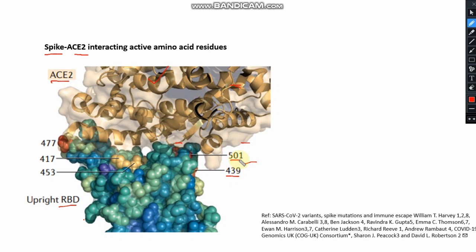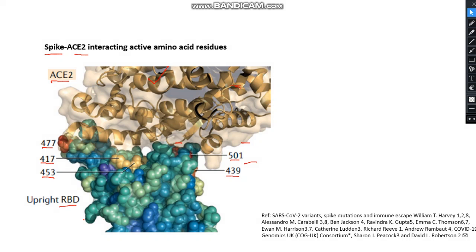Here you see the active amino acid residues: 1, 2, and here also 1. These 3 amino acid residues in the RBD part are responsible for binding with the S2, and in the S2 there are 2 amino acids, 417 and 453. These 2 amino acid residues are important for binding.